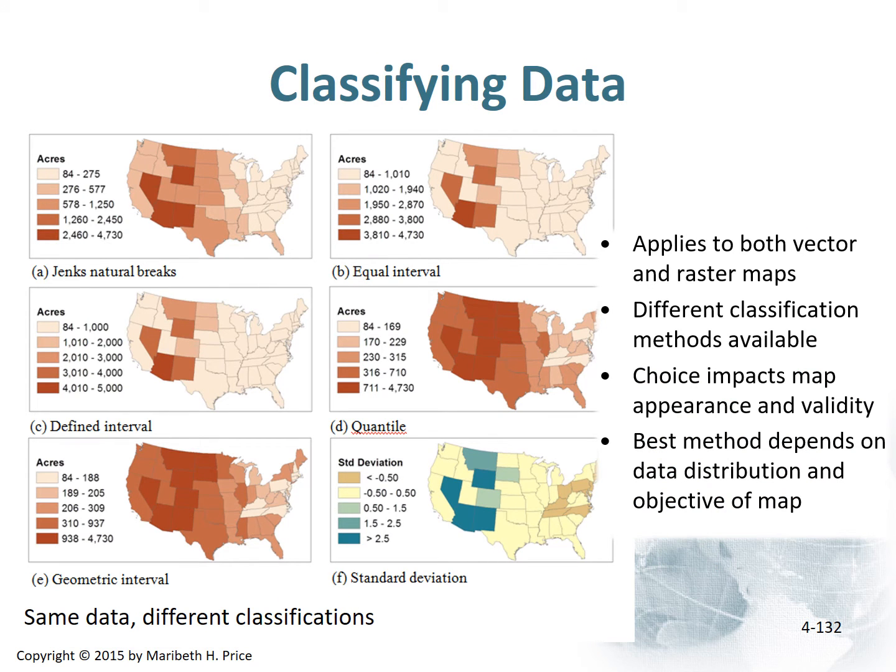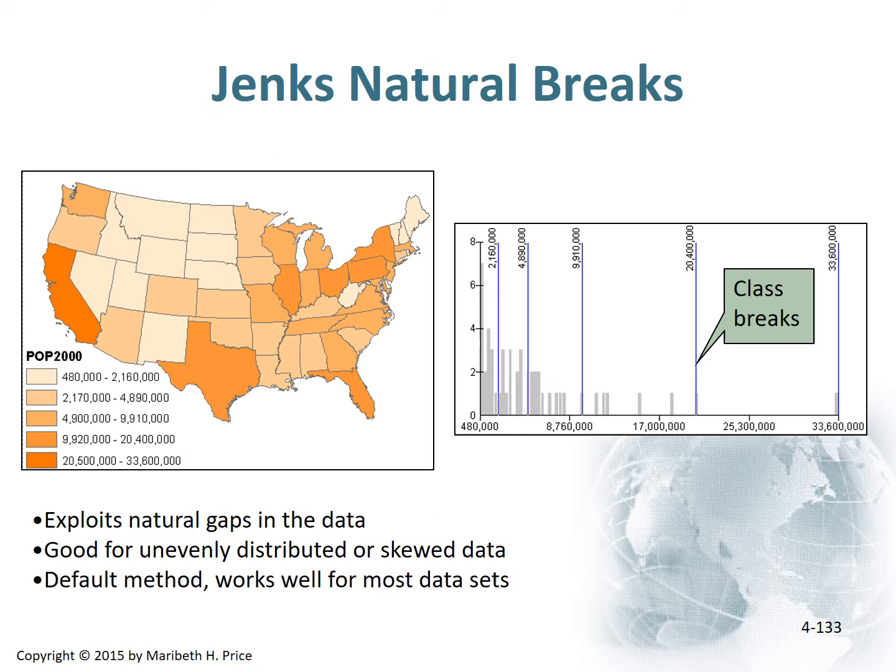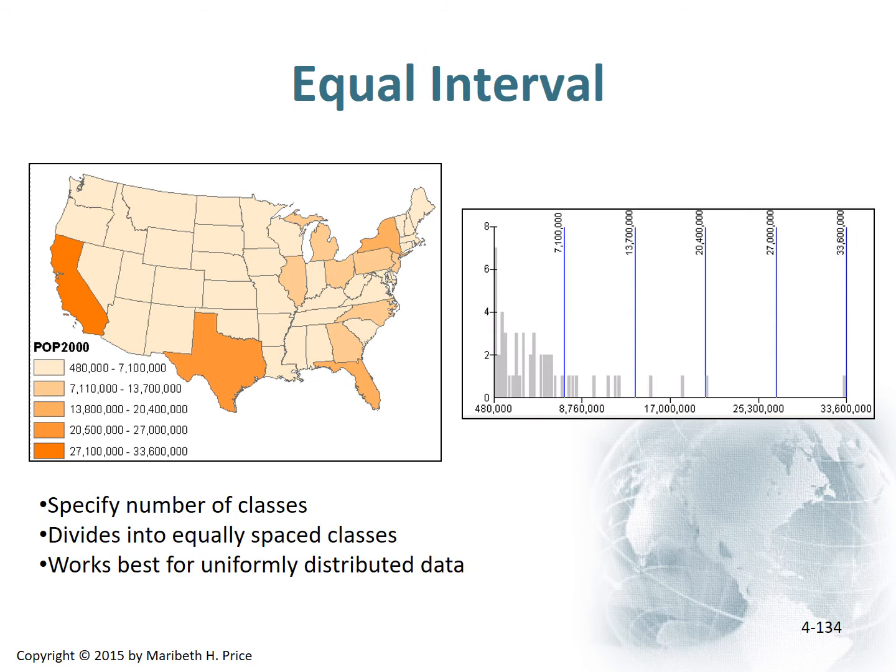Classifying data. You need to know these 6 types of classifications and how they actually work. Jenks natural breaks is the default. Exploits natural gaps in the data. It's good for unevenly distributed or skewed data. It does this by selecting the various classes so that the standard deviations in each class, when averaged together, gives you the smallest possible value of any group of combinations.